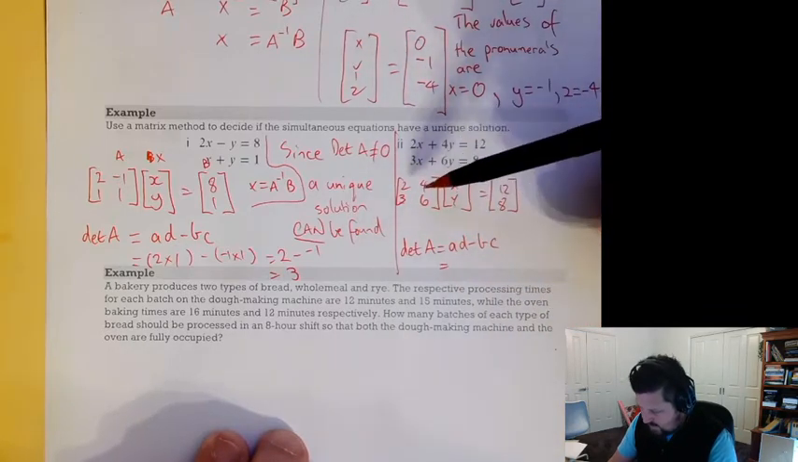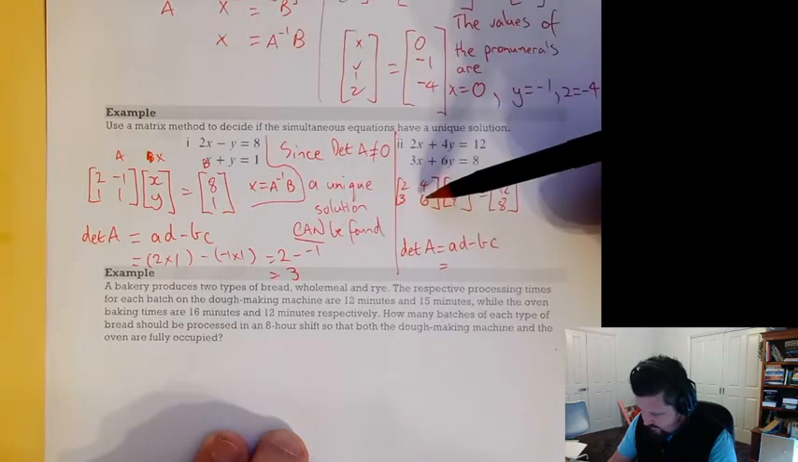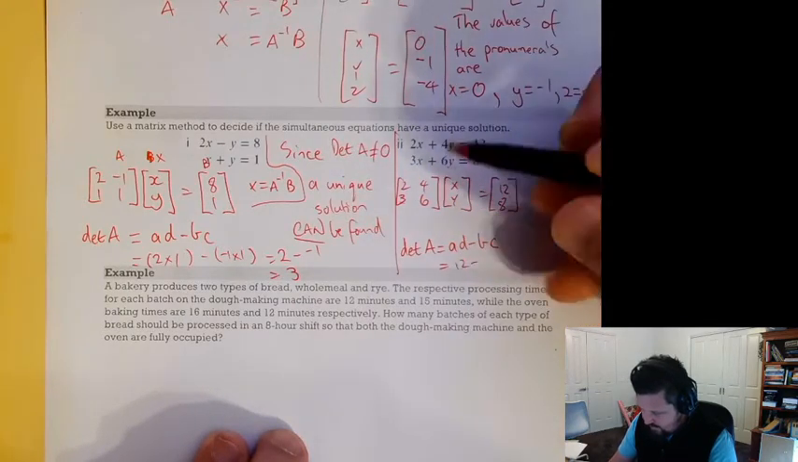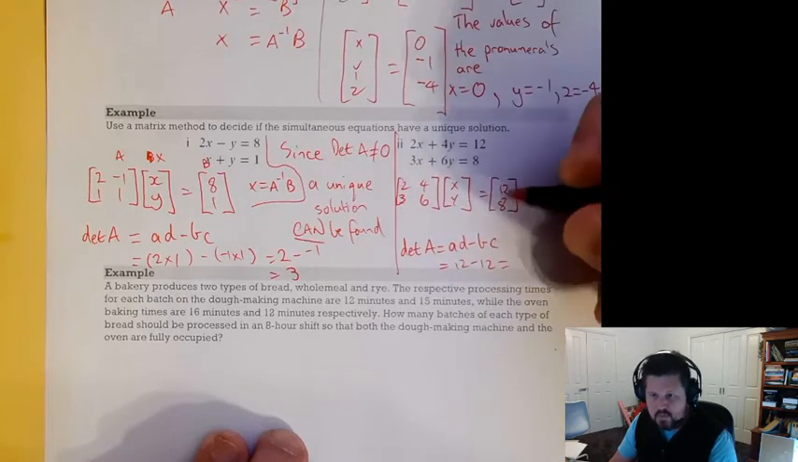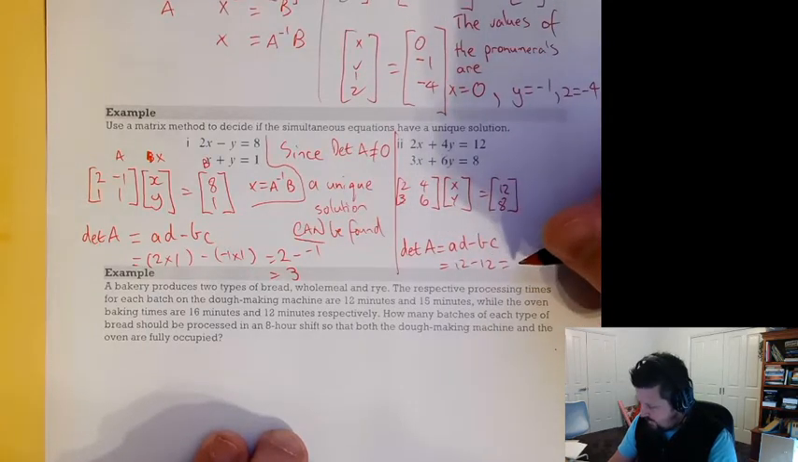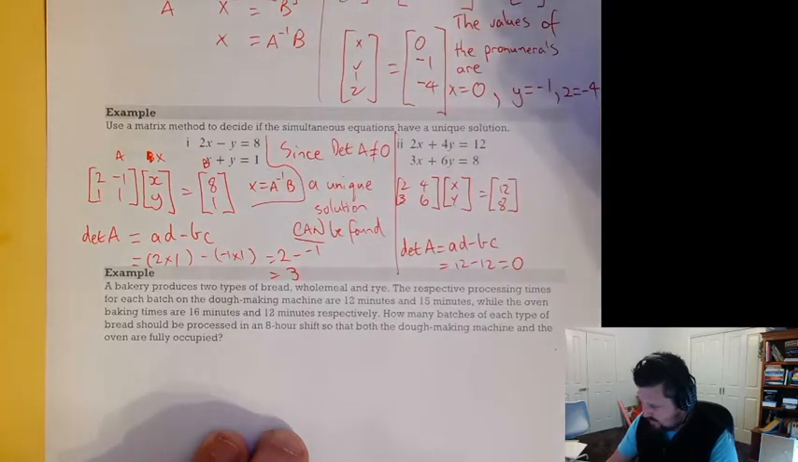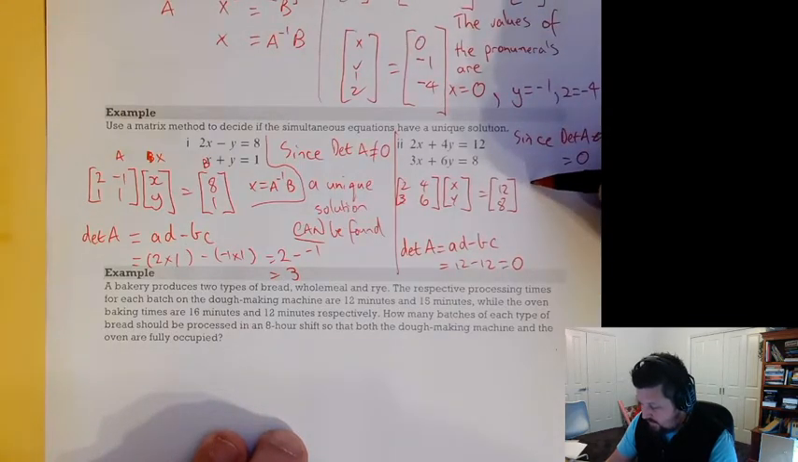So A times D, that's 12. Take away 4 times 3, which is 12. 12 take away 12 is 0. Oh, okay, so on this occasion, since the determinant is equal to 0, then a unique solution cannot be found.